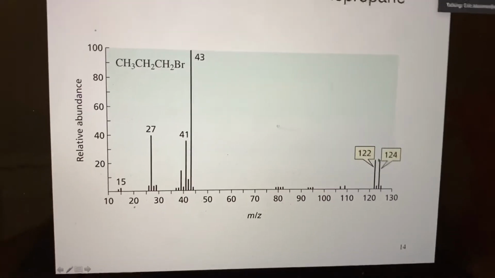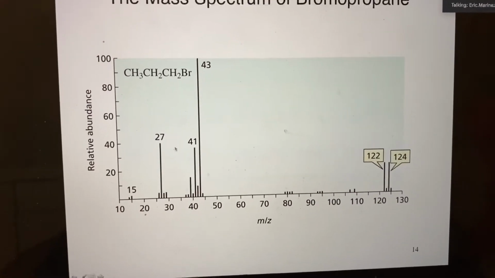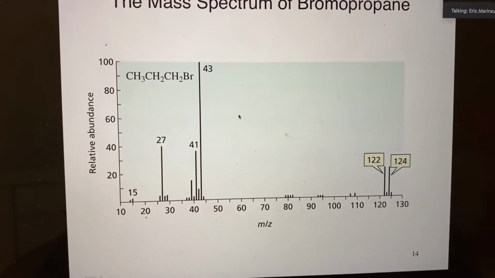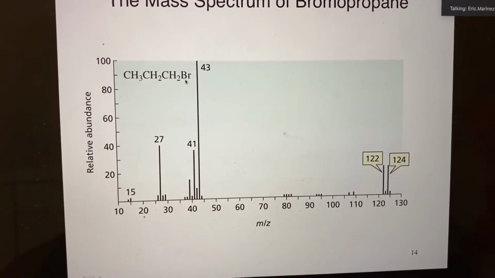So notice I see this 1-to-1 ratio, and I really don't see anything else down here. What I'm going to show you is how this is formed. Okay, so again, recognize bromopropane.